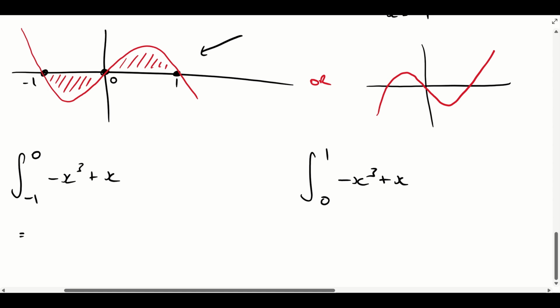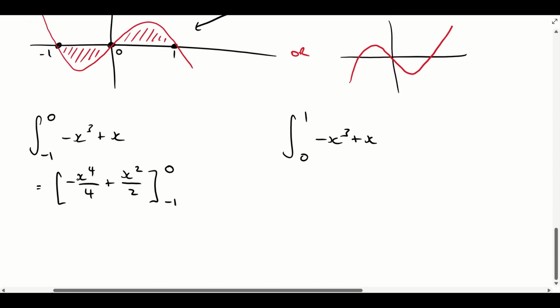So when I integrate this, I'm integrating negative x to the power of 4 over 4 plus x squared over 2, from minus 1 to 0. Now when I put 0 in, I just get 0. Subtract when I put minus 1 in. So I get negative 1 to the power of 4 is just 1 over 4, so I get negative a quarter, and here I get positive a half. So negative a quarter plus a half is just 1 quarter, and then I've got the negative out the front, so I get negative 1 quarter here.